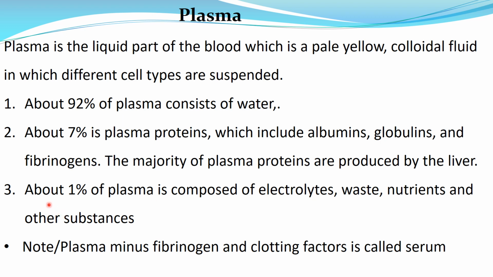So the remaining portion of the plasma, about 1% of the plasma, is made of the electrolytes, including sodium, potassium, or other types of electrolytes, waste products produced as a result of metabolic activity of the tissue cells, nutrients which can be absorbed from the GIT and transported through the blood, and other substances.